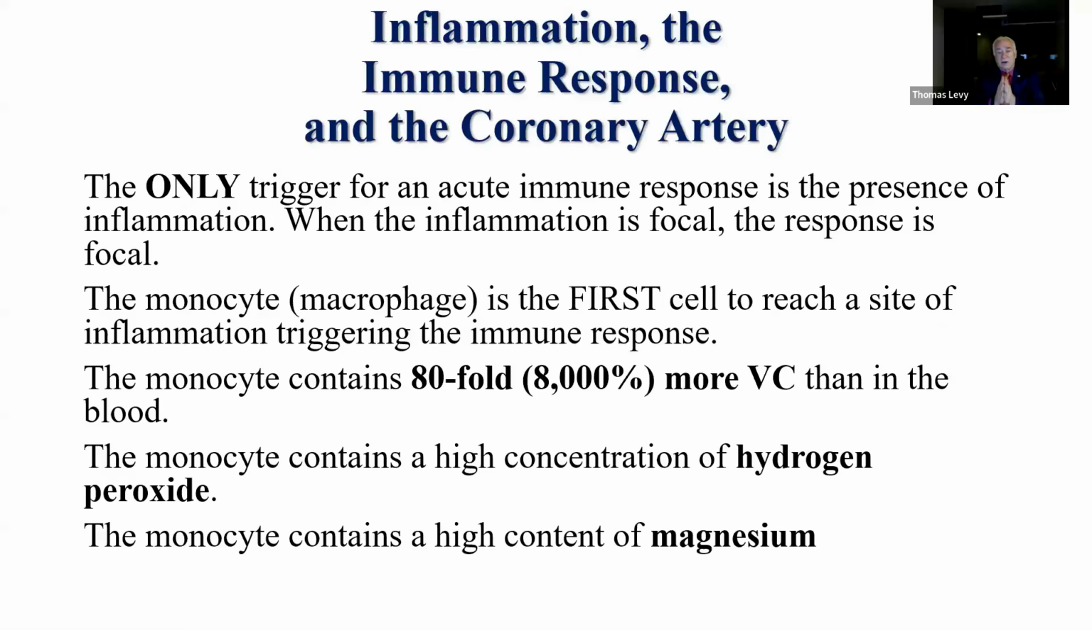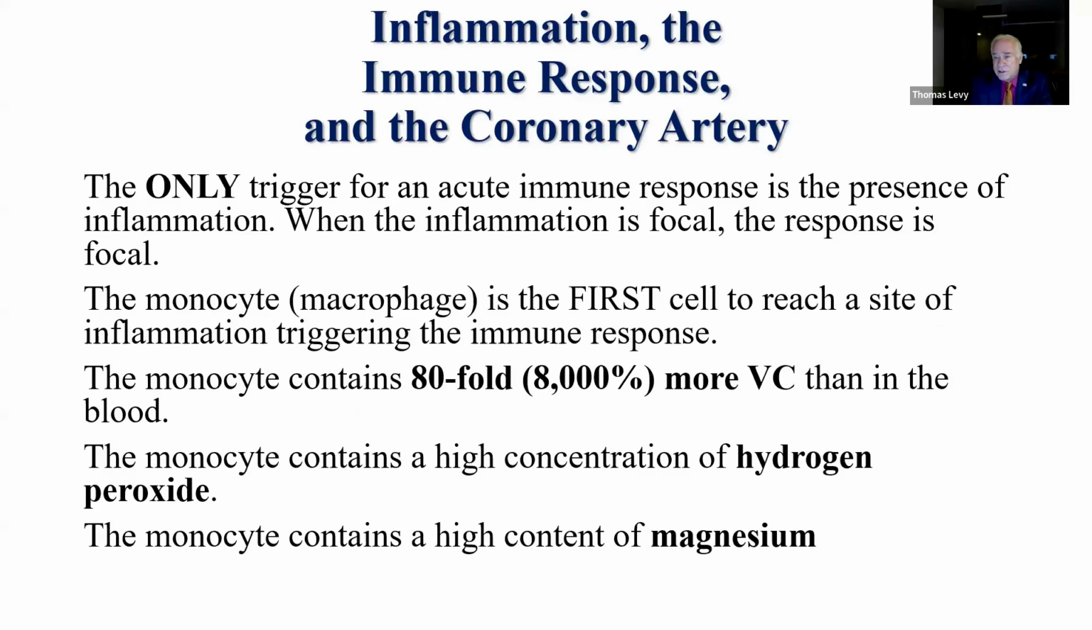Now, also a very important slide. The only trigger for the acute immune response is the presence of inflammation. If you don't have any inflammation anywhere in your body, your immune system is just on standby, waiting for inflammation to develop somewhere, and then it can respond to the area, the cells, the tissues that are inflamed.